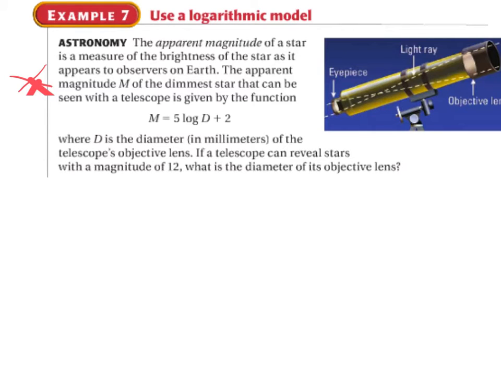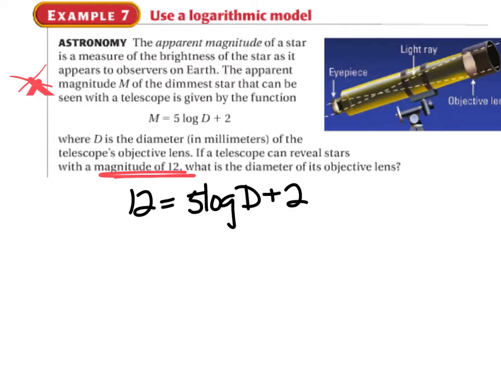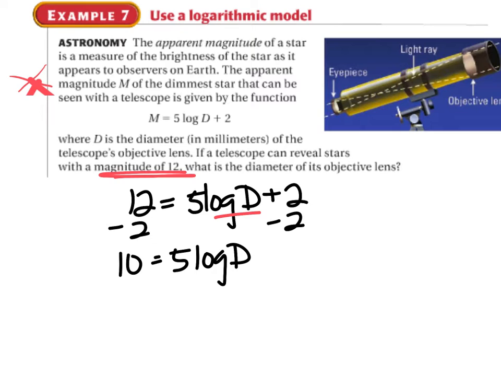Alright, so in the problem we're given the magnitude is actually 12, and so we'll use that equation and substitute 12 in for m, and we have 5 log base 10 of d. D happens to be what we're looking for. As with most equations, when you solve them, you're going to need to isolate this log part, the log d, and so we're going to undo everything else. So I'm going to subtract 2 first from both sides. You end up with 10 equals 5 log d. Divide both sides by 5, and you'll end up with 2 equals log base 10 of d.